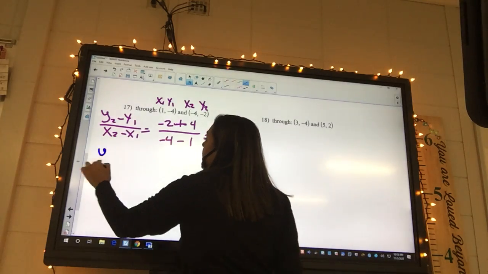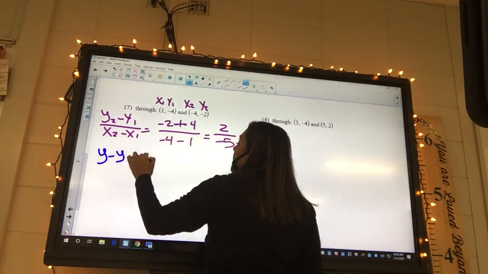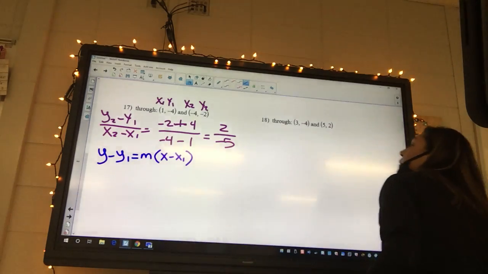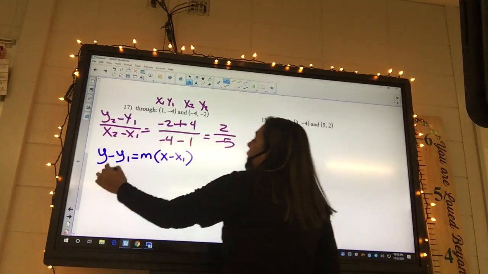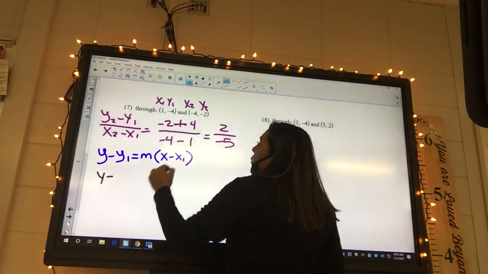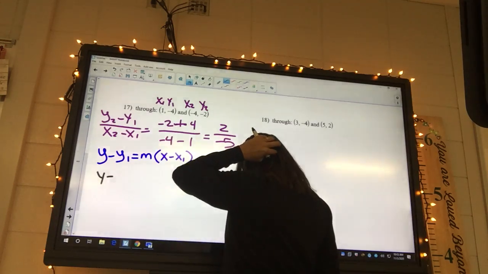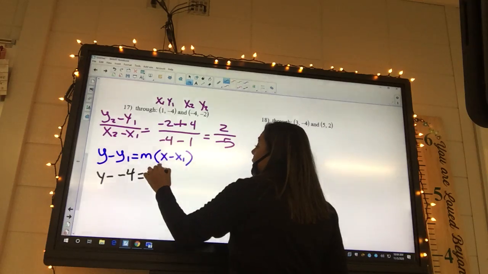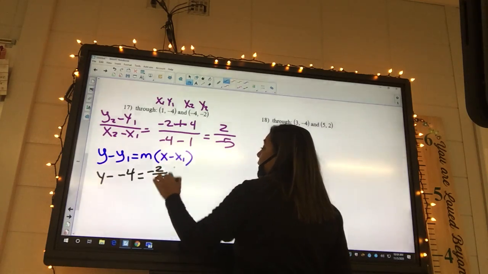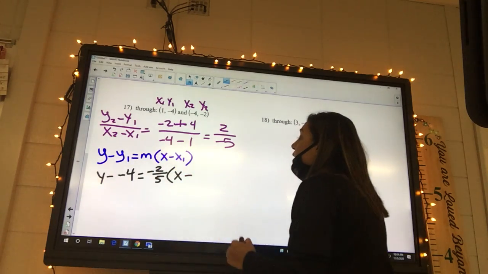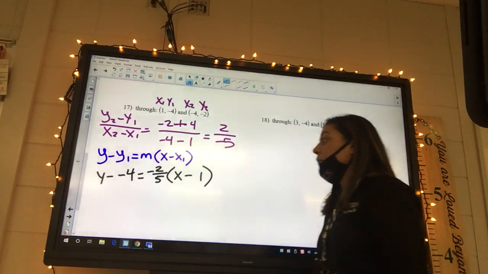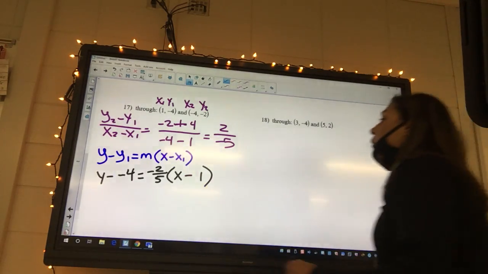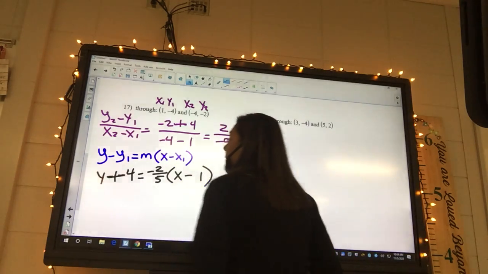So we're going to do our point slope. So y minus y1 equals m times x minus x1. Okay, so it's going to be y minus, my y1 is what? Negative 4 equals my m is 2 over negative 5, x minus my x1 is 1. Okay, well what's a minus minus? Plus. Are we finished or not?